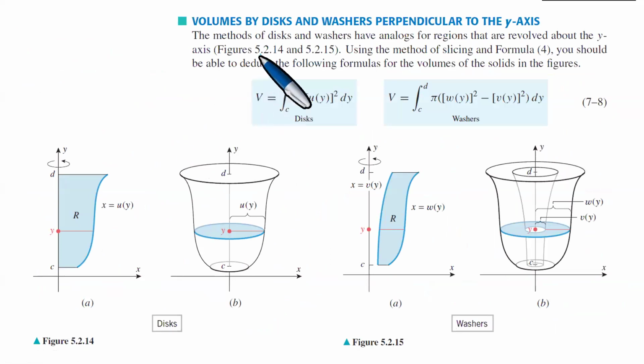Now the volumes by disks and washers perpendicular to the y-axis. They can also be perpendicular to the y-axis. Let's just take a look at that one. The method of disks and washers have analogs for regions that are revolved about the y-axis, figures 5.2.14 and 5.2.15. Using the method of slicing and formula 4, you should be able to deduce the following formulas for the volumes of solids in the figures, for the method of disks and the method of washers. With obviously the disks themselves are here.